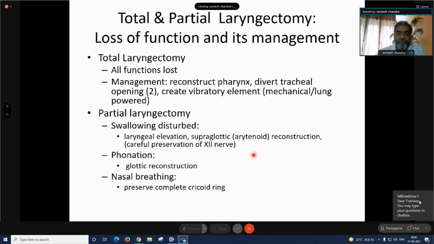So when we are operating in this region, we must be careful that we do not damage any of the hypoglossal nerves. For restoration of phonation, we can do a glottic reconstruction, and obviously for nasal breathing, we have to preserve the complete ring. There is no way to restore that generally.